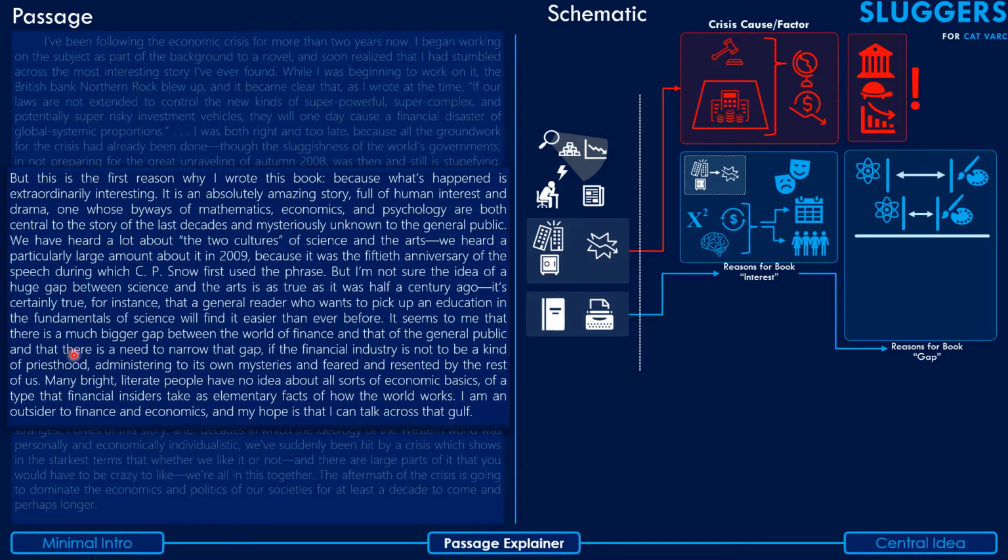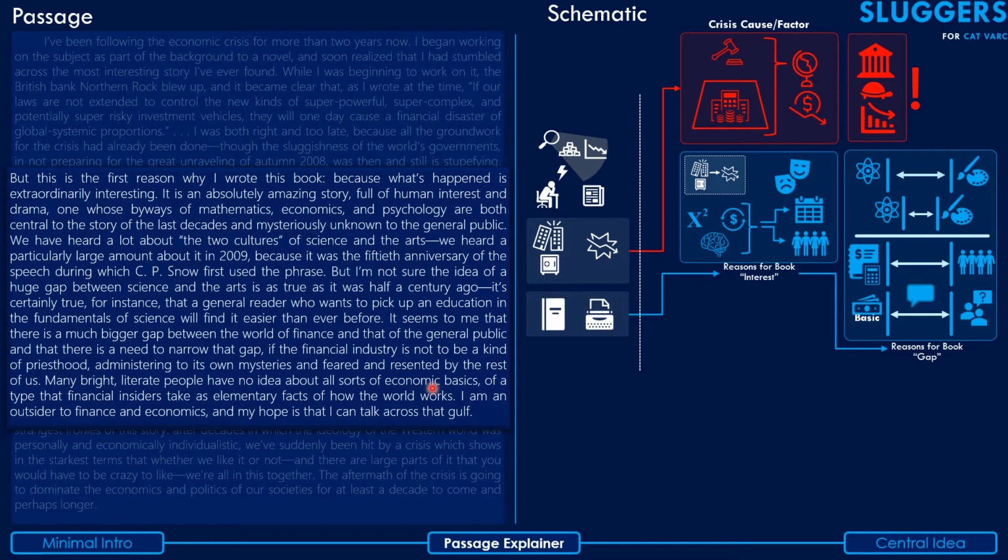It seems to me that there's a much bigger gap between the world of finance and that of the general public, and that there is a need to narrow that gap, if the financial industry is not to be a kind of priesthood administering to its own mysteries and feared and resented by the rest of us. Many bright and literate people have no idea about all sorts of economic basics of a type that financial insiders take as elementary facts of how the world works. I'm an outsider to finance and economics, and my hope is that I can talk across that gulf." So, yeah, that was the reading for the second paragraph.